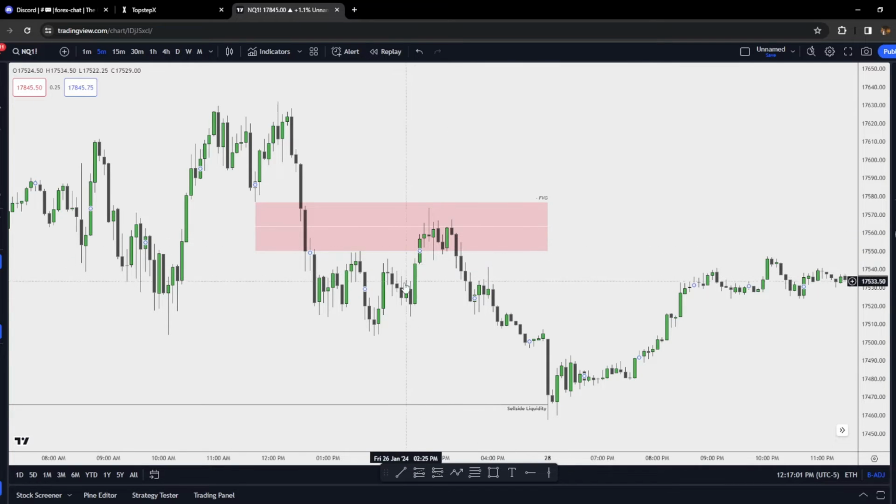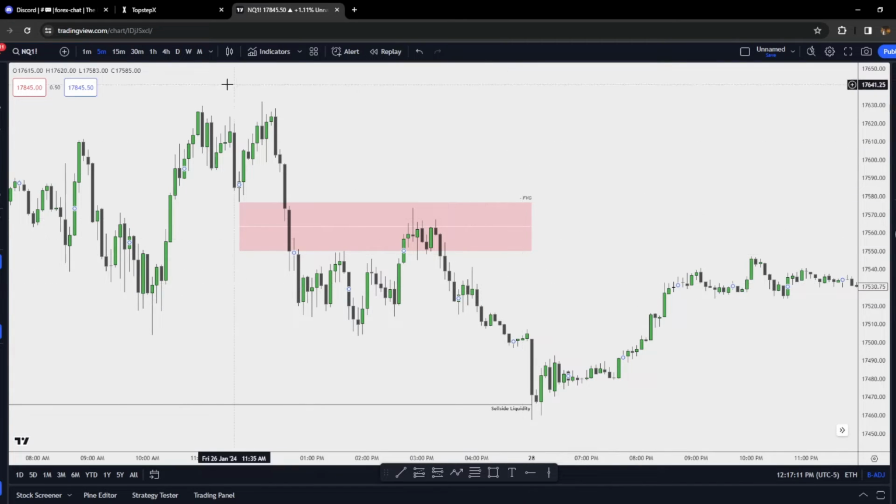But you can see that we disrespect all these bullish fair value gaps. And then we return to that sell side level. Right here we have a fair value gap, but that is right at market close. So I wouldn't even be watching that. So we move on to the next day.